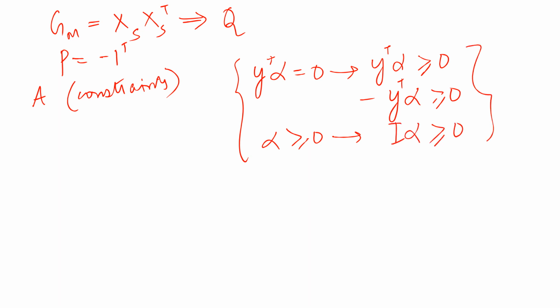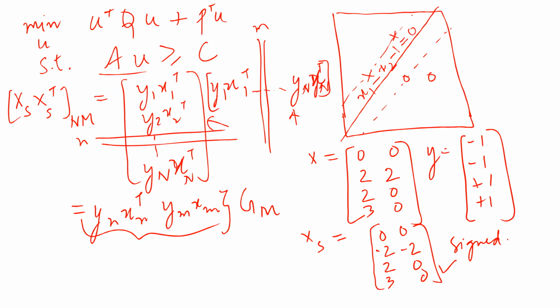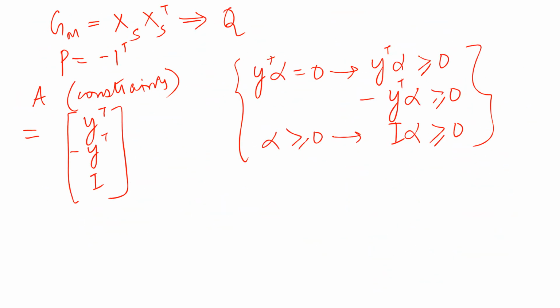So this information here will give me my A, which is nothing but the coefficients of my alpha, which are y transpose minus y transpose and I. This is going to be my A. And then what was the other term? That's C. And C we can tell by looking at my original problem is going to be this vector of zeros, so 0 to n. All right, so we have Q, we have P, we have A, and we have C. Let's move on to the next slide.